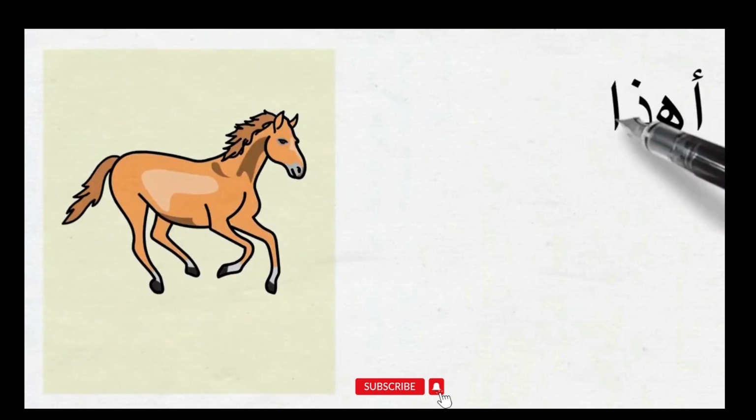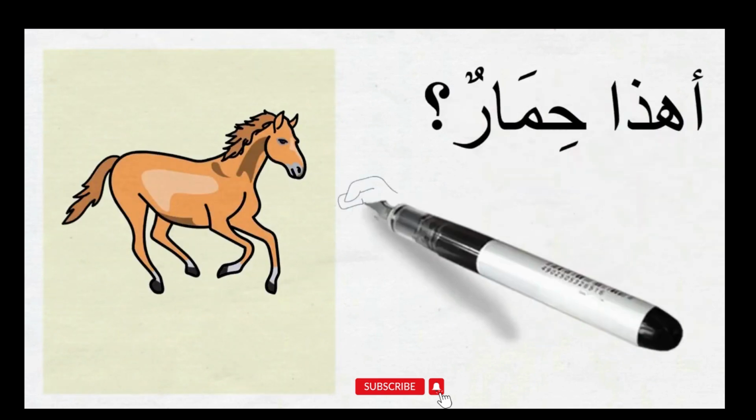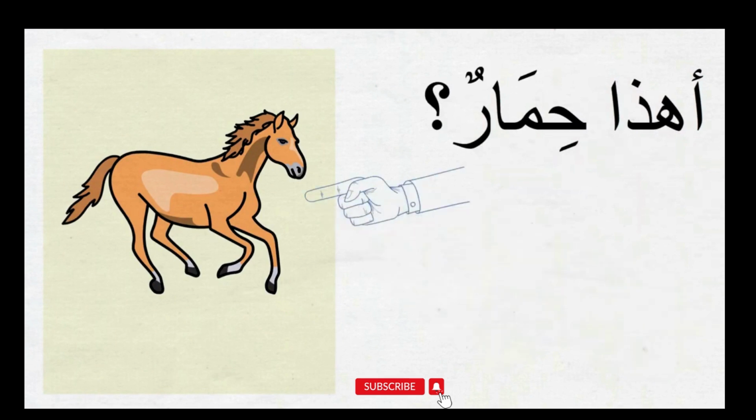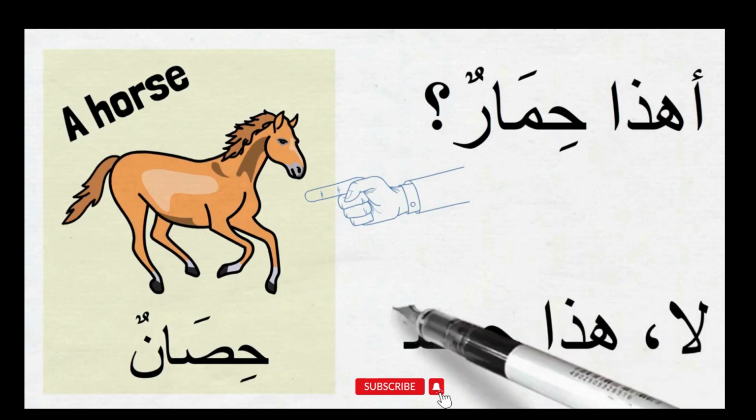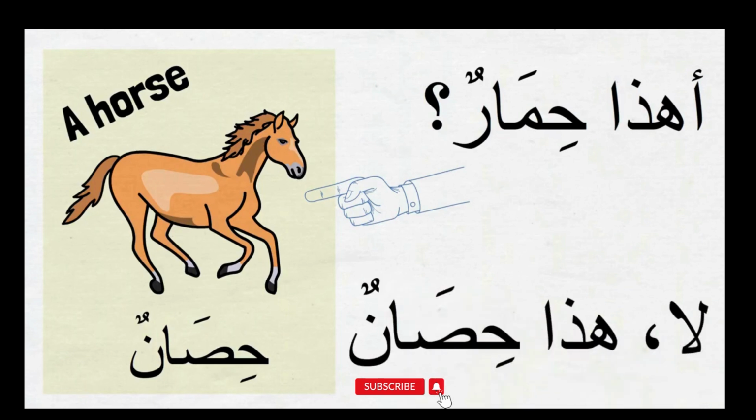Now let me ask, أهذا حمار؟ What is it in the picture? A horse, which in Arabic will be حصان. So the answer should be لا هذا حصان.